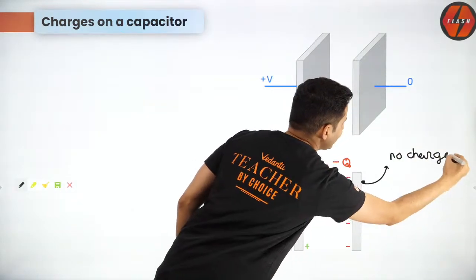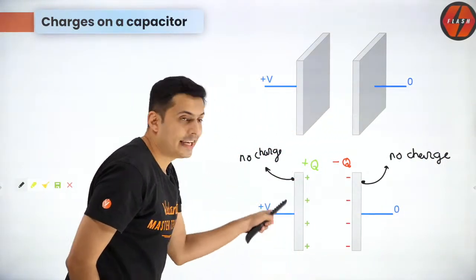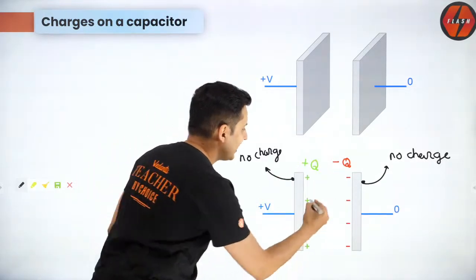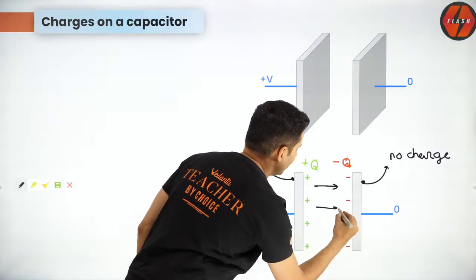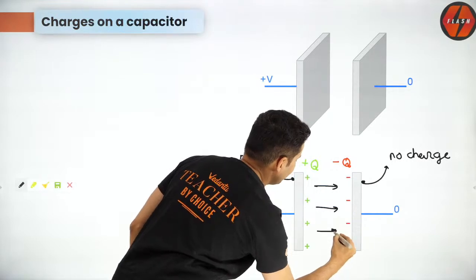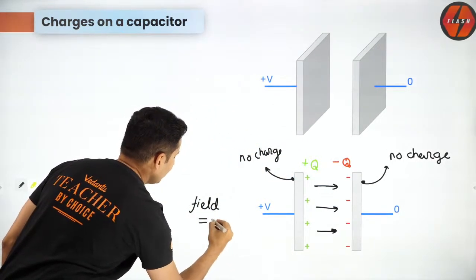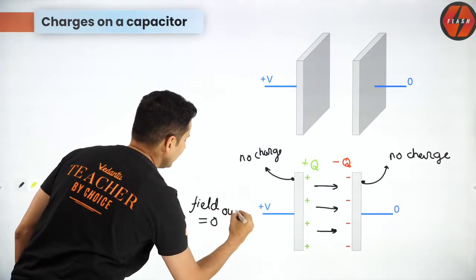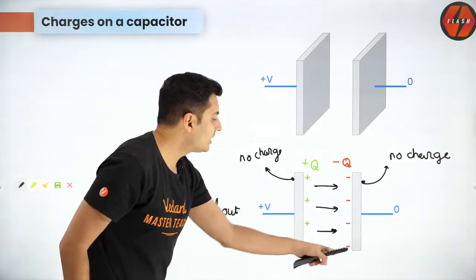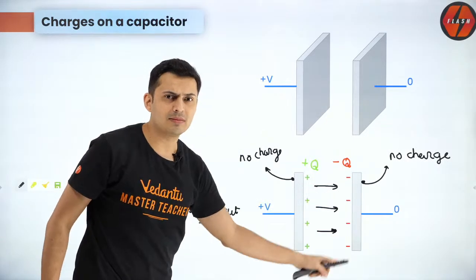So can you guess, guys? There will be an electric field in this region, right? There will be an electric field only in this region, but the electric field outside will be 0. So the field outside will be 0, only the field inside will be something because of these charges.